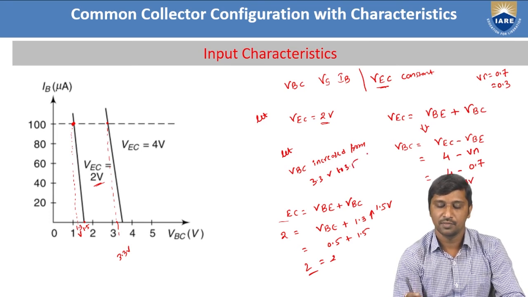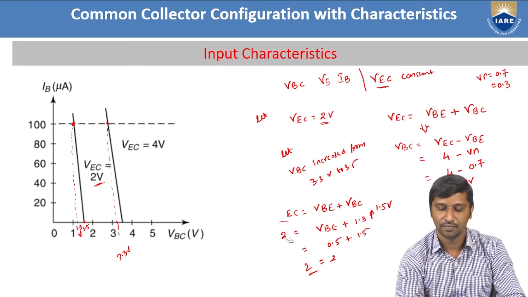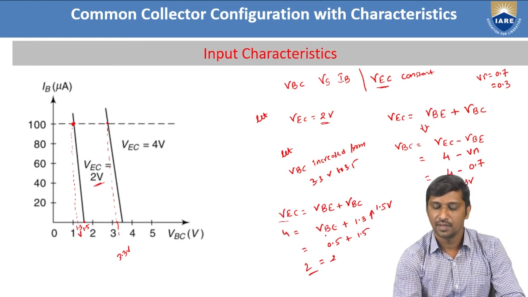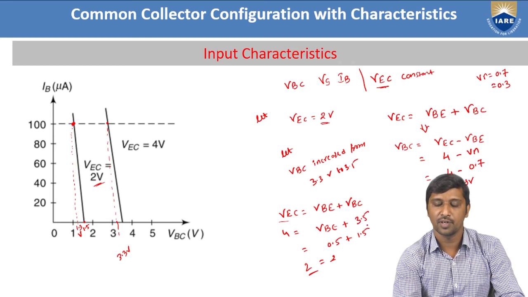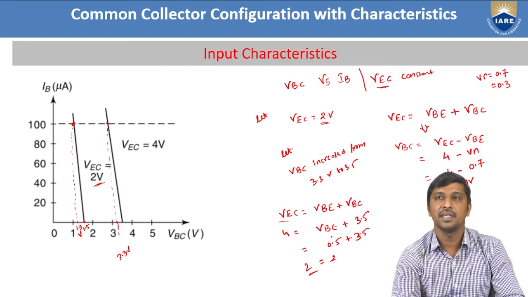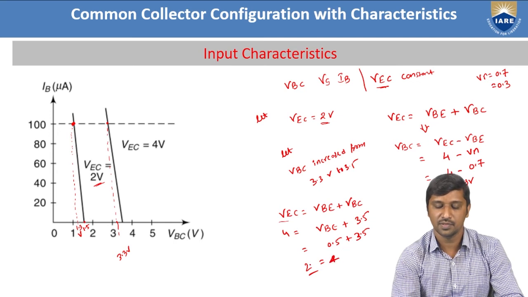So now this is 4 here. This is 4 VEC, and this VBC changes from 3.3 to 3.5, and this 3.5 we need to compute. Again VB reduces from 0.7 to 0.5, hence it becomes 4. So both become constant.